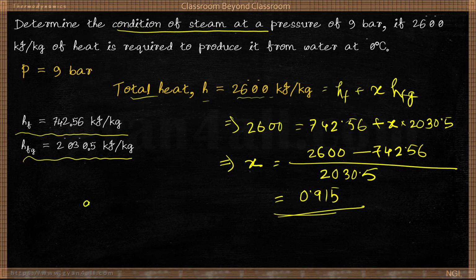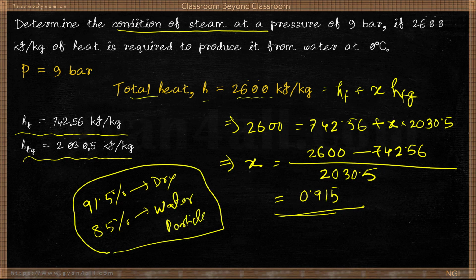That means 91.5% of the steam is dry and the rest, 8.5%, is water particles in suspension. So that is called dryness fraction. That means the fraction of the steam which is totally dry, and the rest fraction is the water particles in suspension with the wet steam.